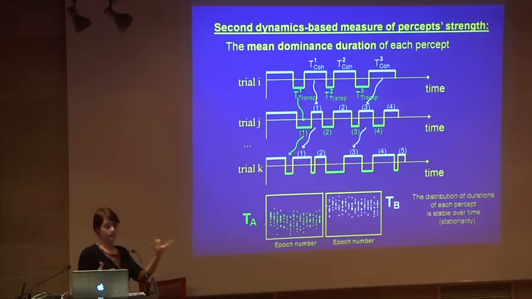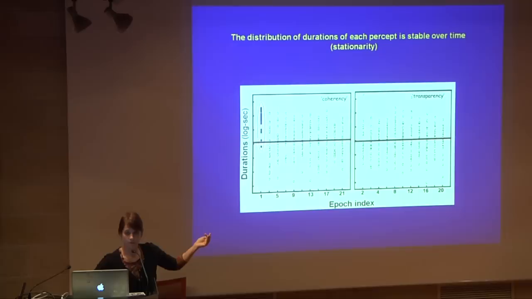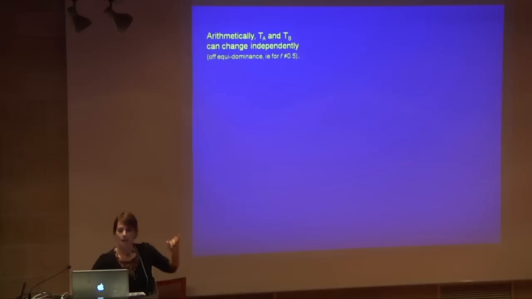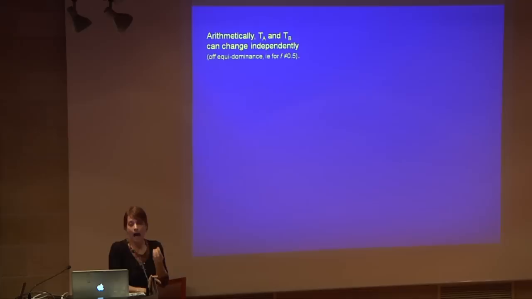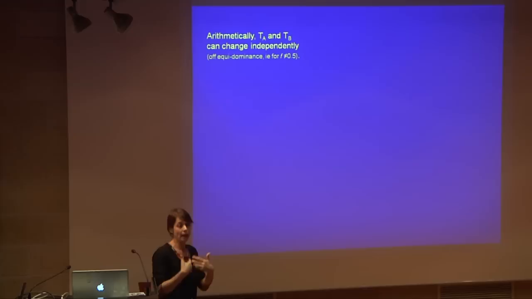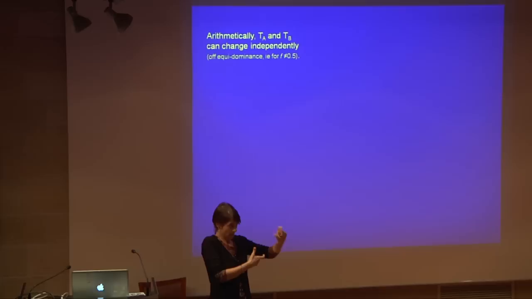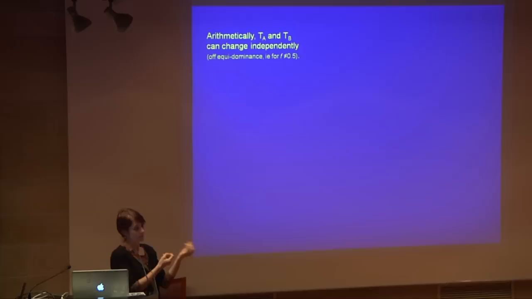And now you go around and you change the stimulus configuration as we saw. Let's say you change the angle. What's going to happen to those mean durations? Arithmetically, these two mean durations, which are measured in absolute time, right, can change independently as soon as you move away from what I call equidominance, okay? So equidominance is when they're at 50-50. As soon as you change whatever parameter and move, let's say, to 40-60, okay, there's an infinite number of pairs of numbers that could give you that. So arithmetically, that's what I mean by arithmetically, the durations of A and B can change independently from each other, regardless of what their value was at equidominance, okay?